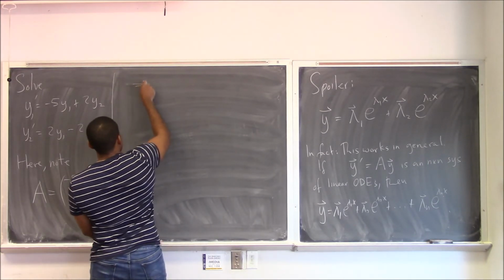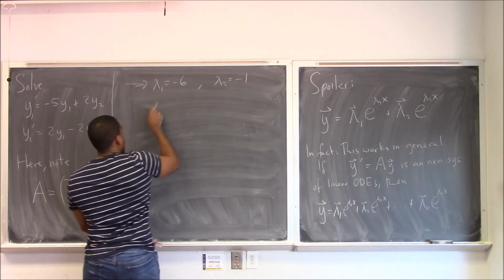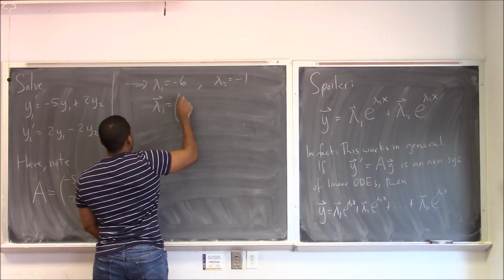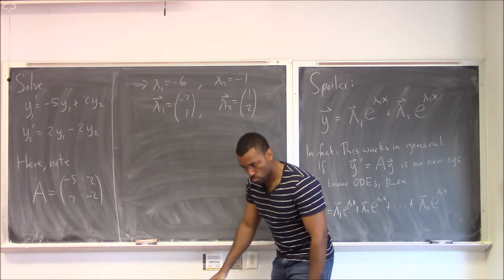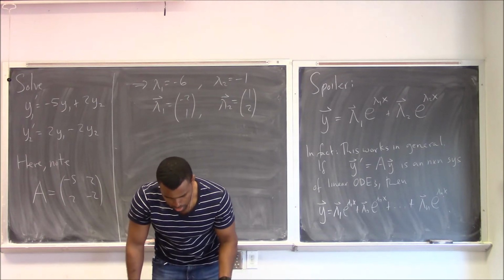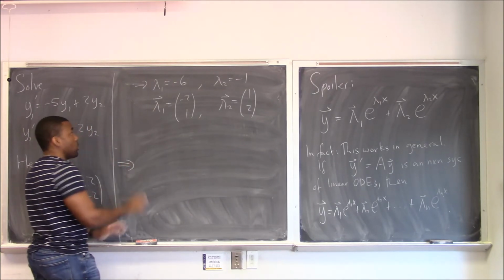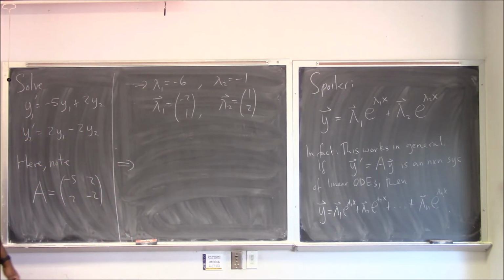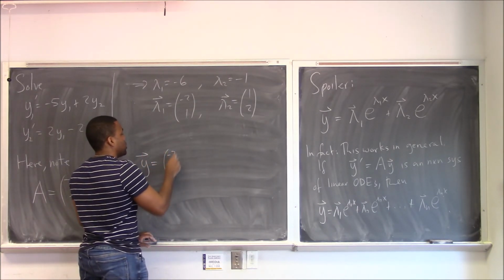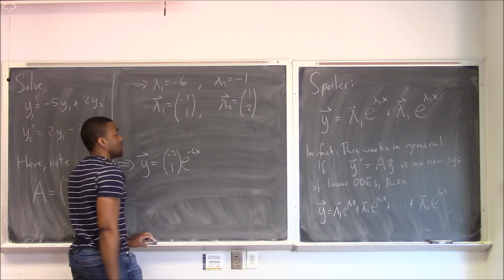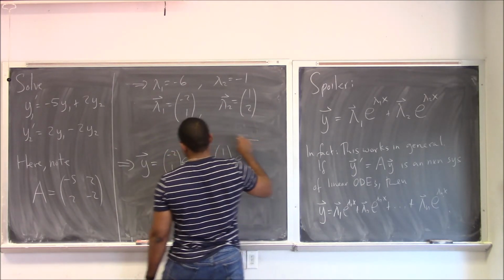So you go through that process, so we know already that lambda 1 is minus 6, we know that lambda 2 is minus 1, we know that the corresponding vector here is minus 2, 1, corresponding vector here was 1, 2. So this implies, if you went through all the trouble to find that, you can actually know the answer right away. Your y will be equal to minus 2, 1, e to the minus 6x plus 1, 2, e to the minus x. Done.